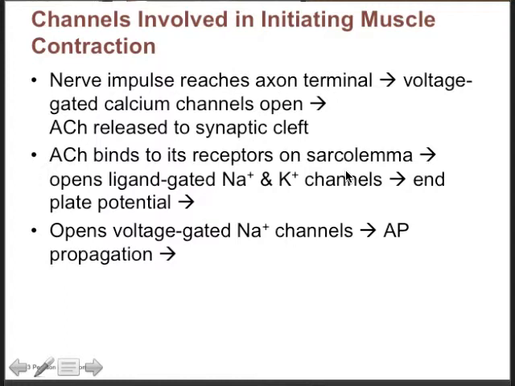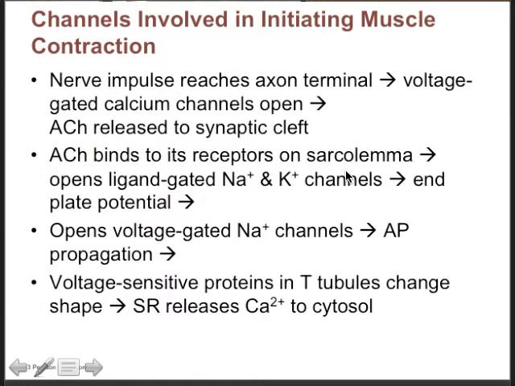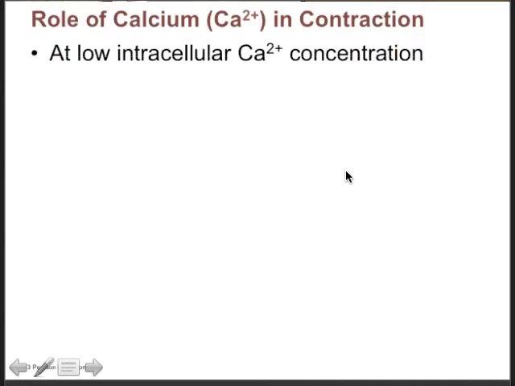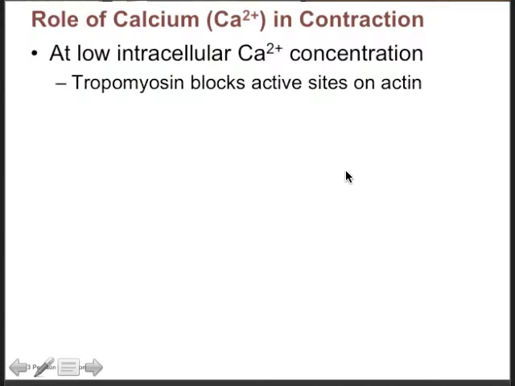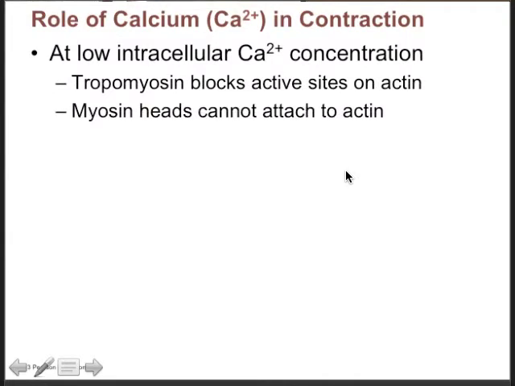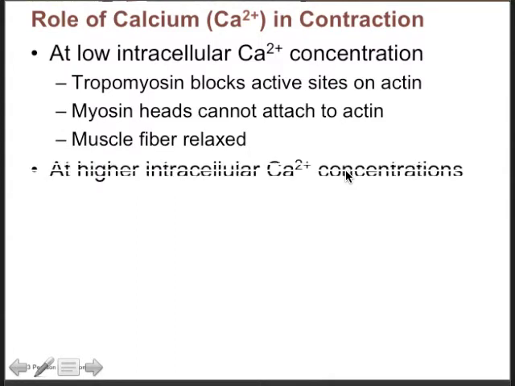If the end plate potential is sufficient, voltage-gated sodium channels will pop and the action potential will move longitudinally across the muscle cell and then deep into those T-tubule invaginations. The voltage-sensitive proteins in the T-tubules change their shape, and we have release of calcium from the sarcoplasmic reticulum into the cytosol. At low intracellular calcium concentration, tropomyosin will block the active sites on the actin, so the myosin heads cannot cross-bridge, and the muscle fiber relaxes.